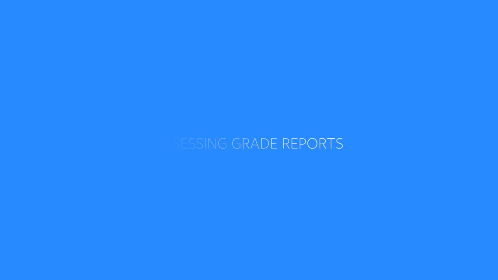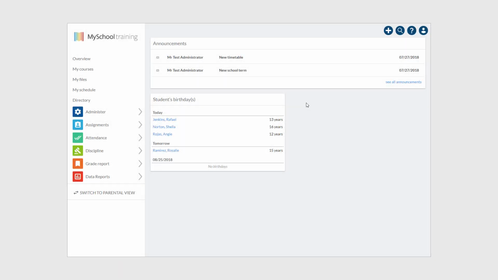Welcome to MySchool training. In this video, we'll be looking at how to assess term grade reports, contribute by adding grades, and comments. To open the student assessment, go to the grade report menu header and click on the assessment or contribute function that appears.